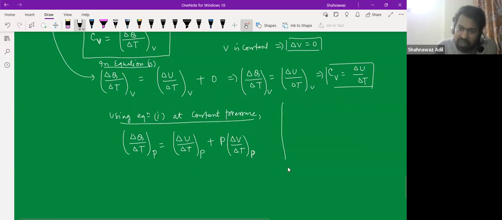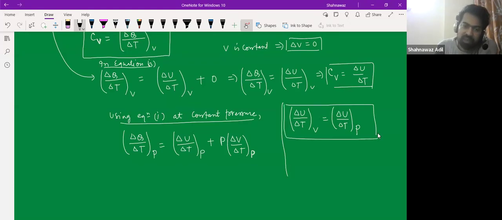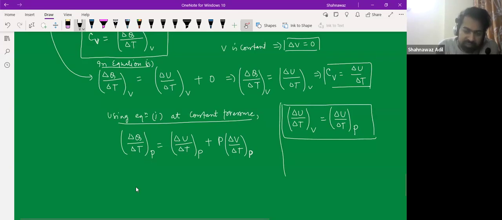And we can write the change in energy with respect to temperature at constant volume as equal to the change in energy with respect to temperature at constant pressure. So these are equal, right? So what is this thing? Delta Q by delta T. What is this?